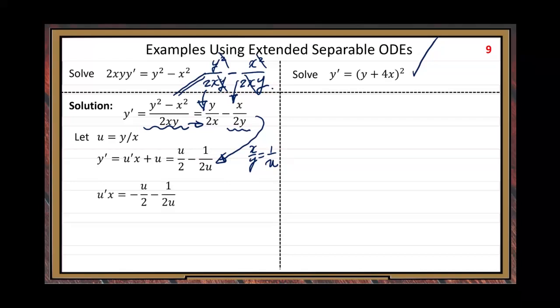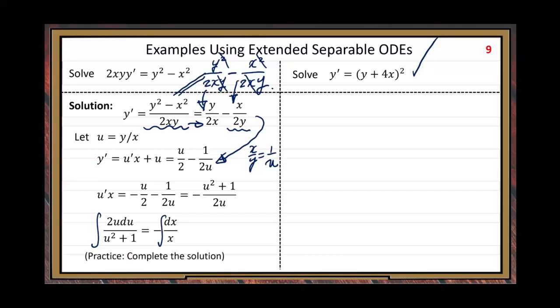All right. So after this update, we can get a separable form. So then we write it as a separable standard form. After that, we can take integral both sides. Here I leave it to you to complete. All right. So that's the first example.